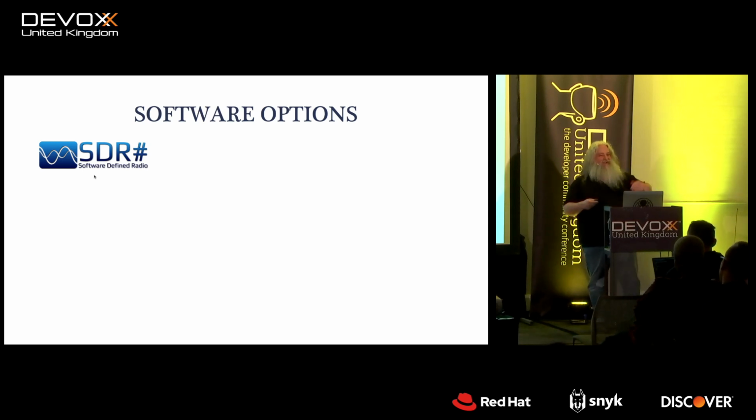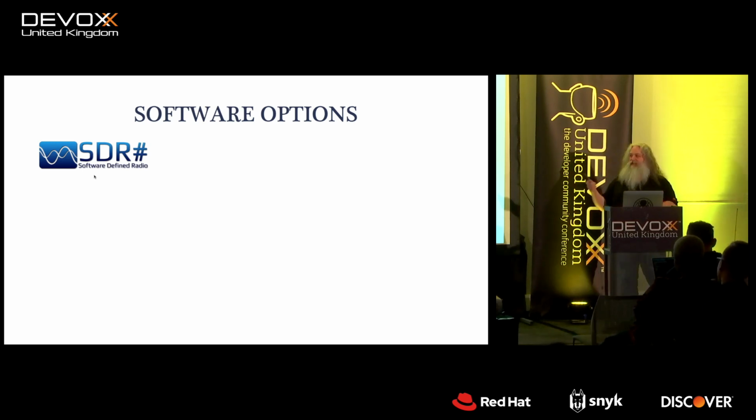So someone said Java, right? It's written in C#. It runs on Windows. It only runs on Windows. But it's pretty full-featured, and it's pretty nice software. It's got a nice plug-in architecture.